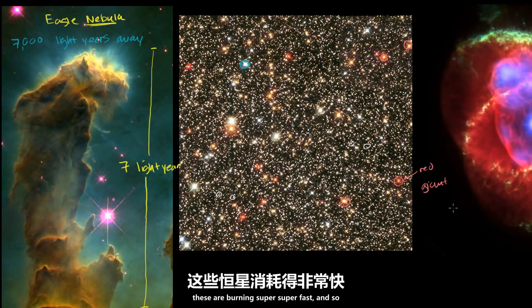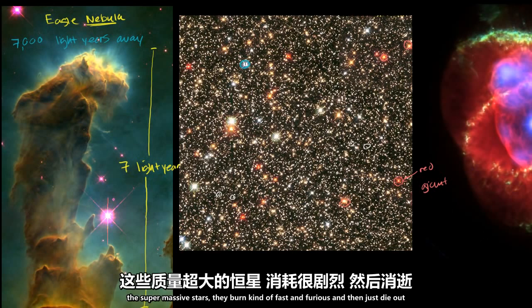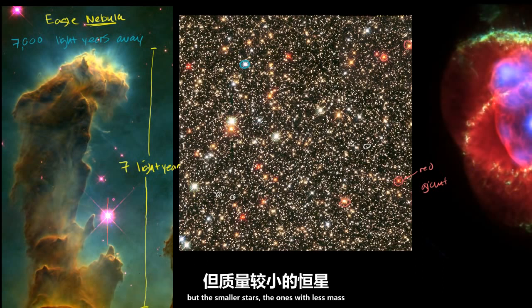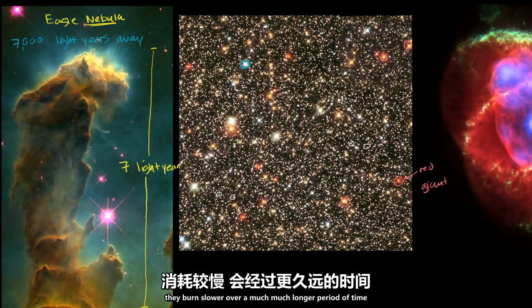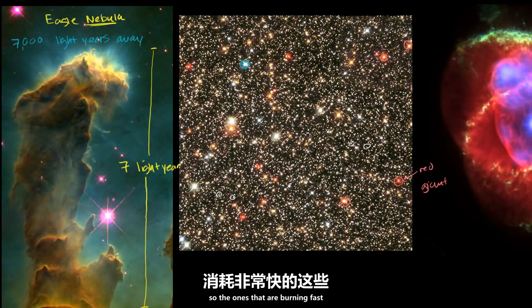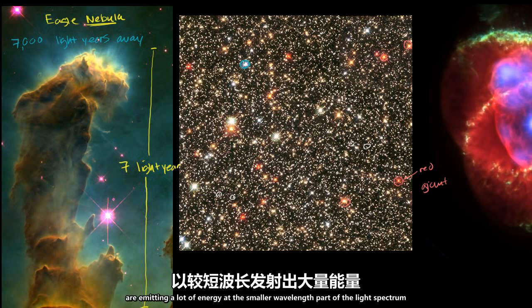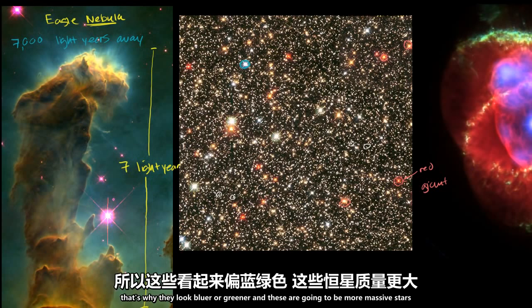These are burning super, super fast. And so the supermassive stars, they burn kind of fast and furious and then just die out. While the smaller stars, the ones with less mass, they burn slower over a much, much, much longer period of time. So the ones that are burning really fast are emitting a lot of energy at the smaller wavelength part of the light spectrum, and that's why they look bluer or greener.